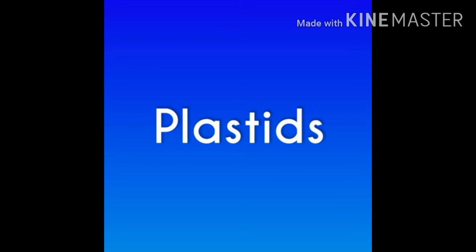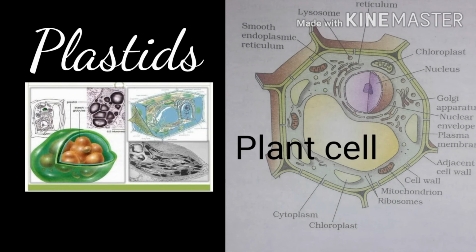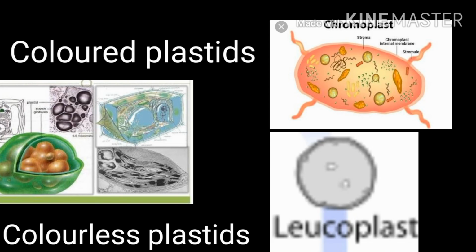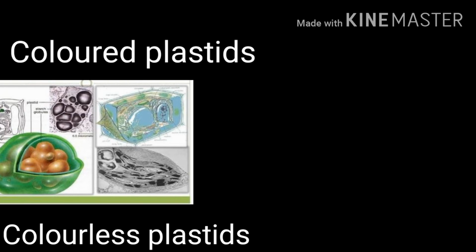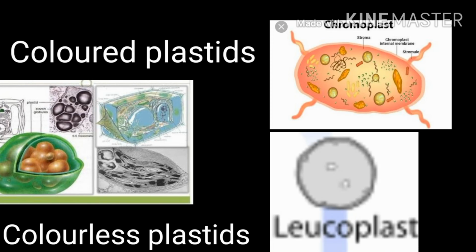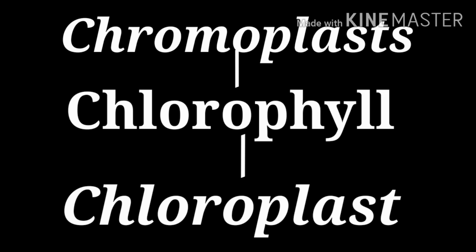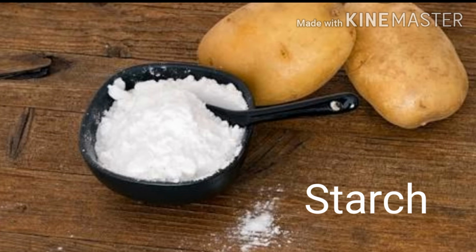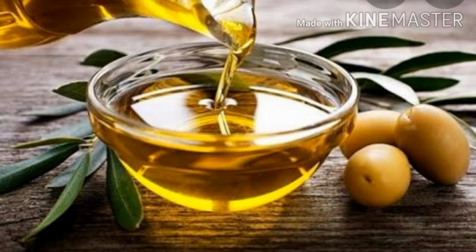Now we will learn about plastids. Plastids are only present in plant cells and not in animal cells. Plastids are of two types. They are chromoplast and leucoplast. Chromoplasts are colored plastids and leucoplasts are colorless plastids. Chromoplasts containing the pigment chlorophyll are known as chloroplasts. Leucoplasts are organelles where starch, oils and proteins are stored.